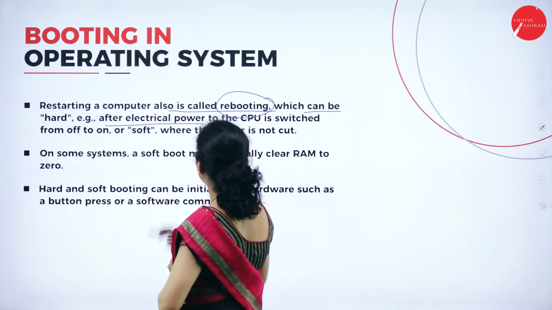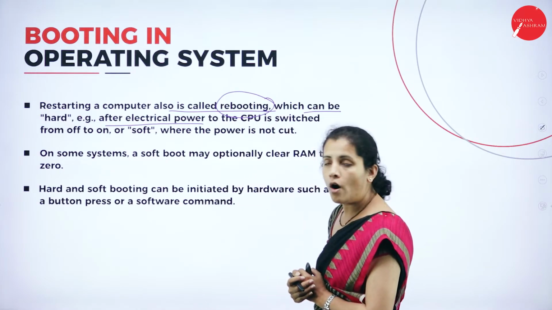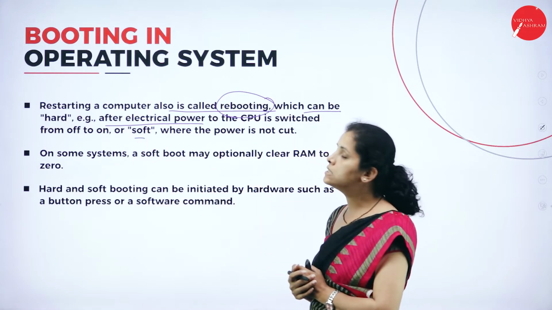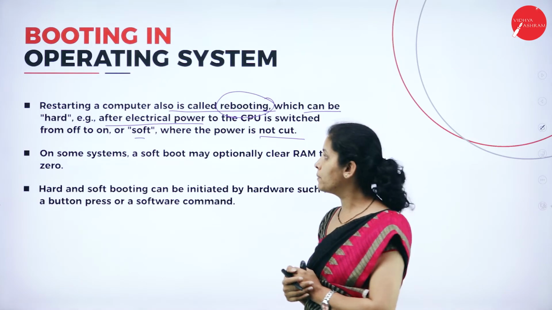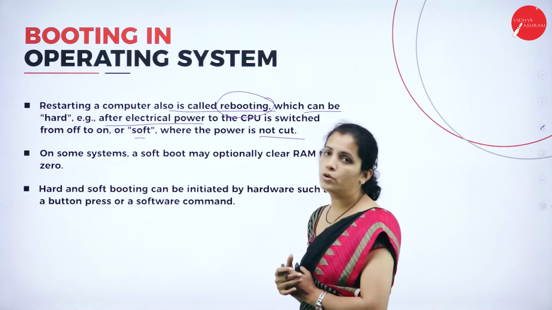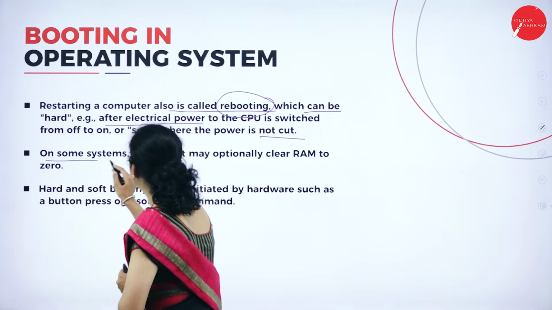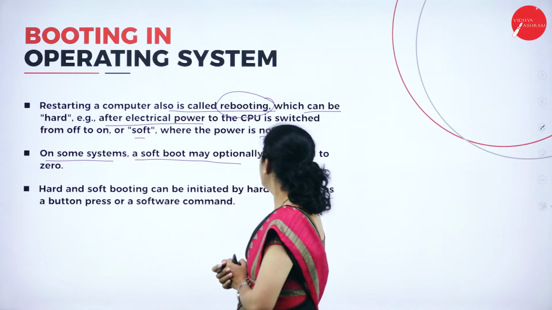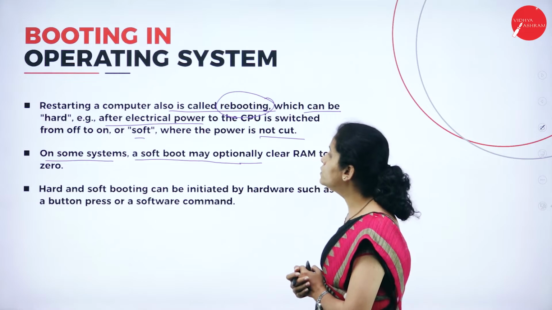After electrical power to the CPU is switched from off to on, that is soft, where the power is not cut. That means in booting, I'm going to have soft booting as well as hard booting. On some systems, a soft boot may optionally clear RAM to 0.